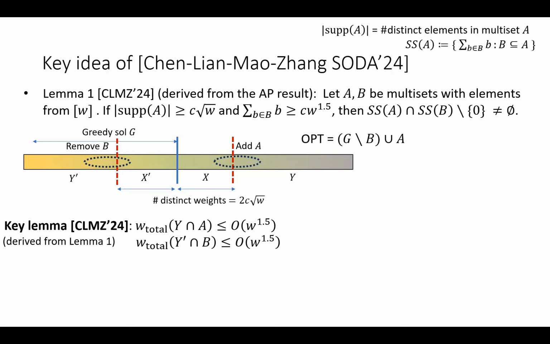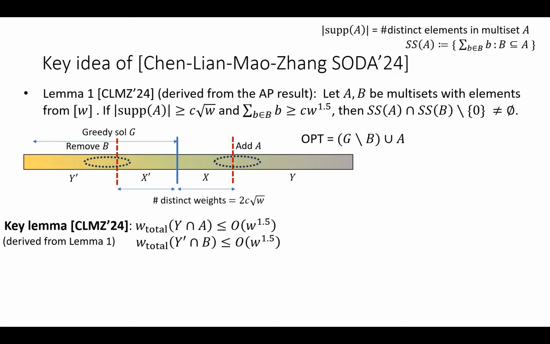And then using a generalization of this lemma 1, which was also proved in the previous work, where the root W could be replaced by W to the P and W to the 1.5 can be replaced by W to the 2 minus P. And using this, we can make sure that the product of the DP table length in each layer and the number of distinct weights in that layer is roughly W max squared. So in this way, we can use batch DP to implement this step in W max square time. And the more challenging part is to improve the first step of the algorithm.